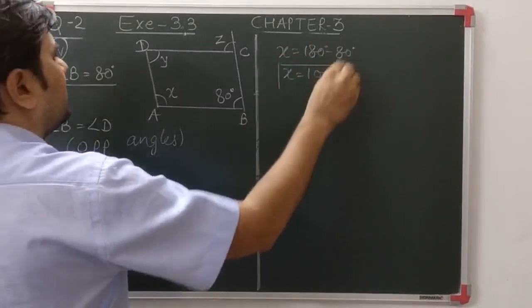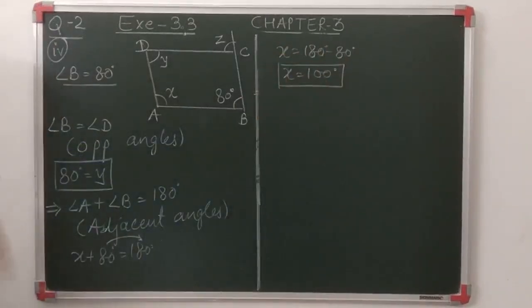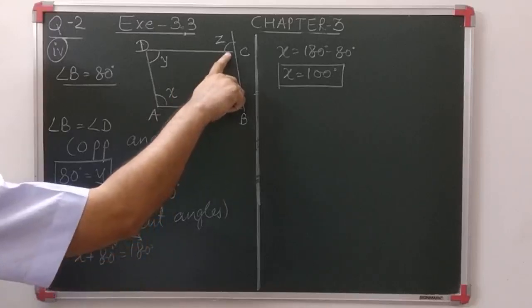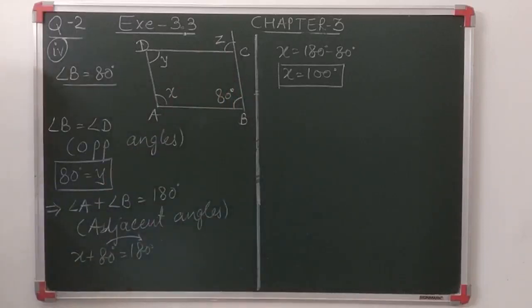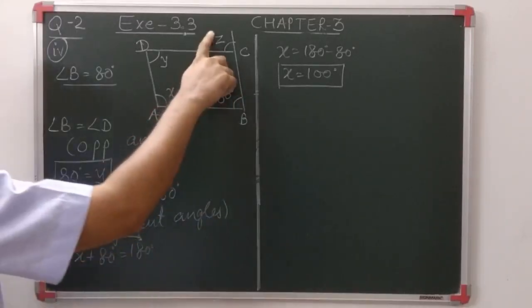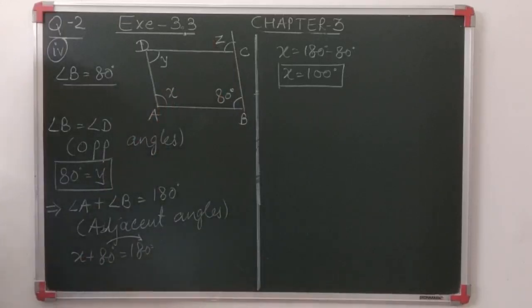Now let's obtain Y, Z. Now Z can be obtained with the same method which we discussed in the 2nd question. First we find the opposite angles. This must be equal to 100, and we consider these two are supplementary, or we can say linear pair. So we obtain this. Let's see a different method.